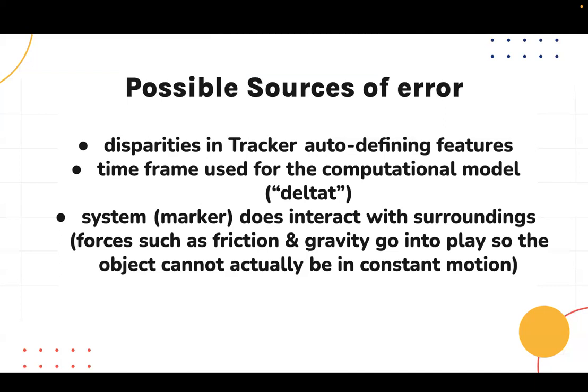And the time frame used for the computational model, the smaller the time frame, the less likely the predictions are to be inaccurate. Since our first change in time is 0.033 compared to maybe a smaller time frame of 0.01, delta t is on the bigger side, which can also dilute the actual predictions.